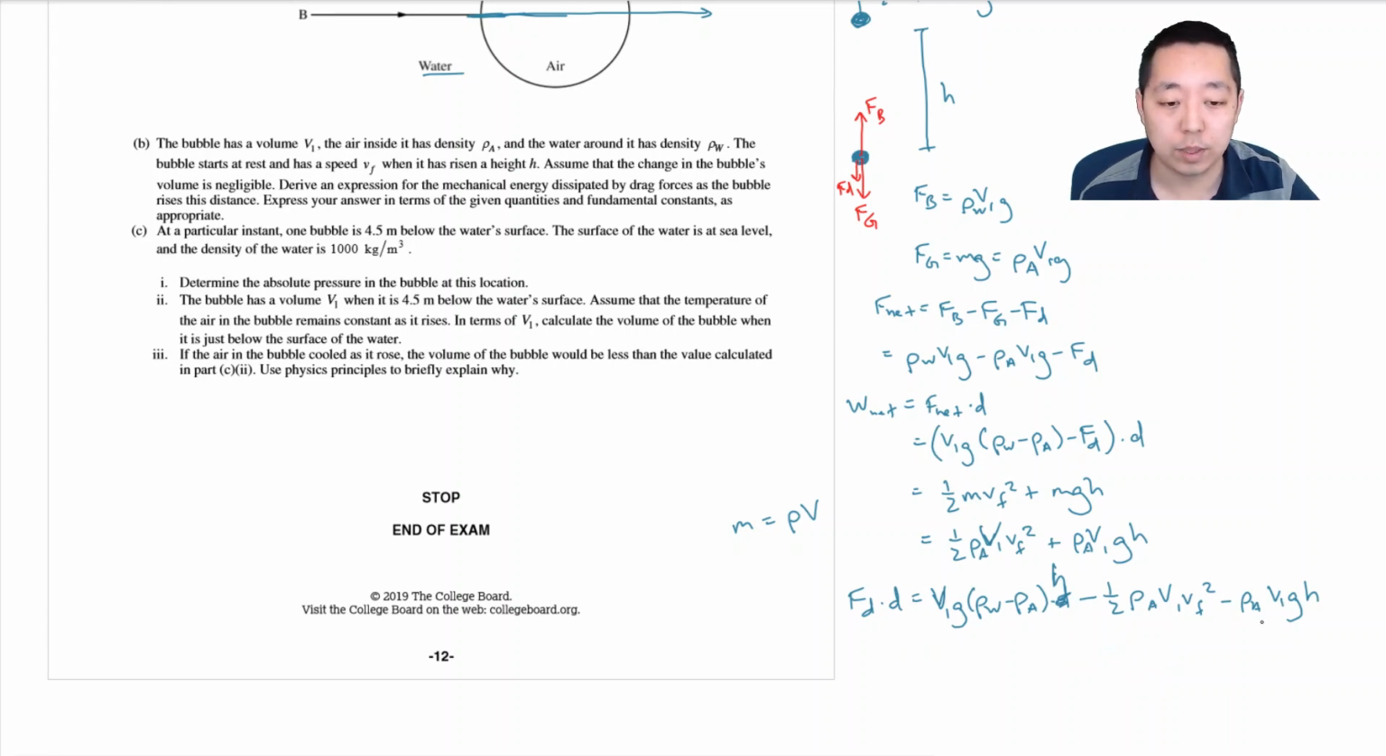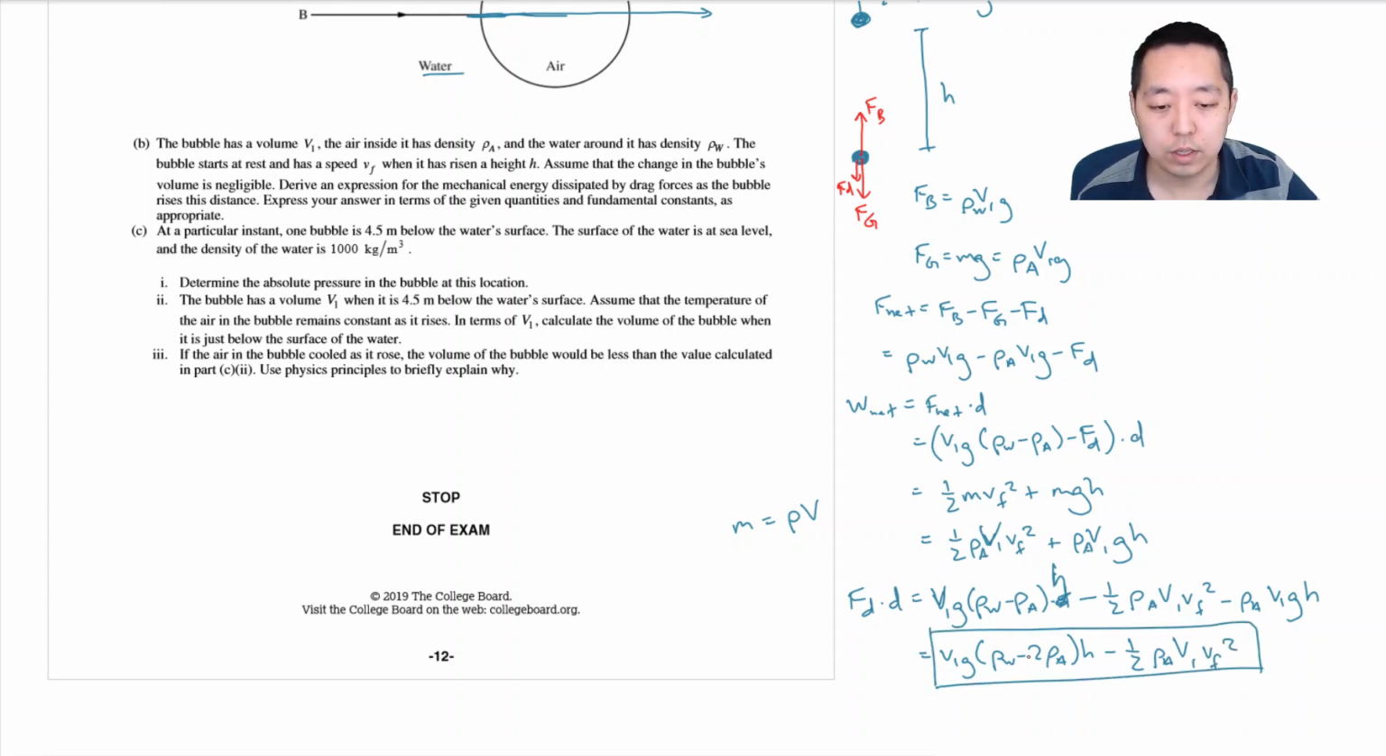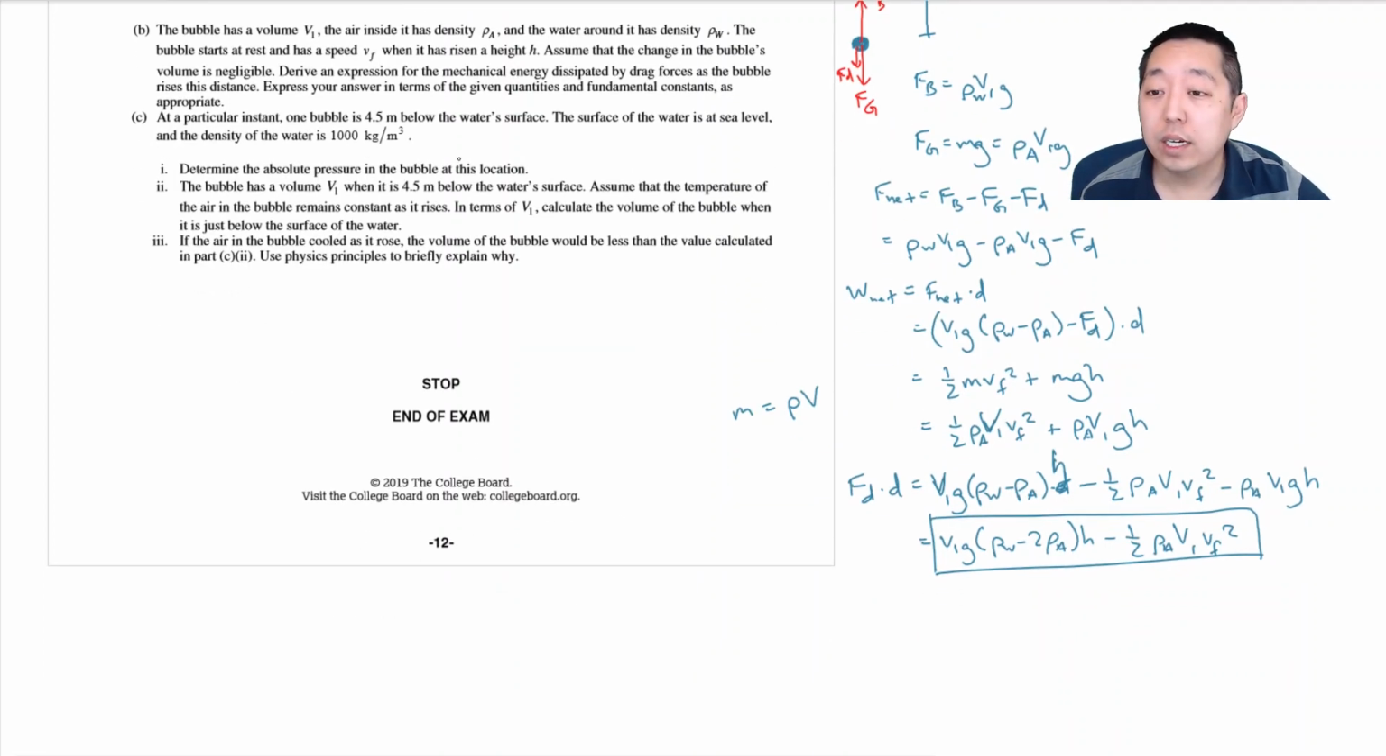I think the best thing to do is maybe just combine these two terms, because you could combine this with this. So this would be V1 g, rho W minus 2 rho A, H, I think. Yeah, minus 1/2 rho A V1 vf squared. You don't actually need to do this simplification. I'm just sort of being picky about it. So, yeah. Okay, good. So that was B.